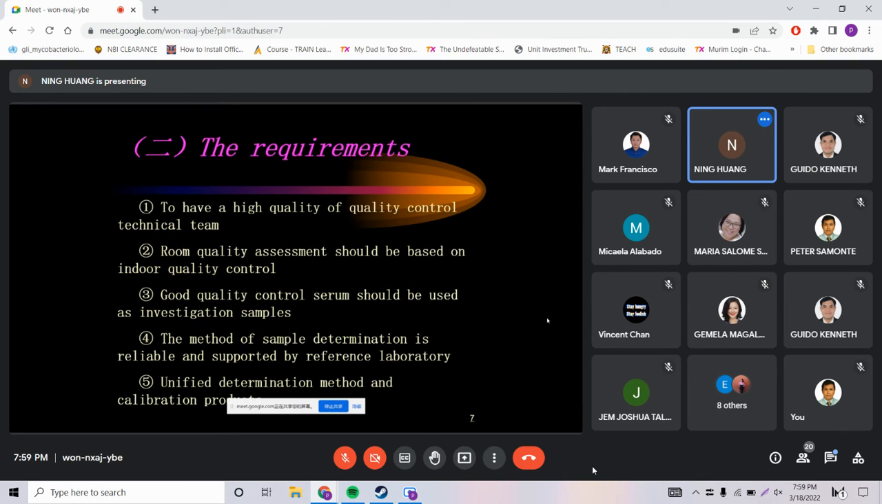Number two, the requirements. To have a high quality of quality control technical team, room quality assessment should be based on indoor quality control. Good quality control serum should be used as investigation samples. The method of sample determination is reliable and supported by reference laboratory. Unified determination method and calibration products.